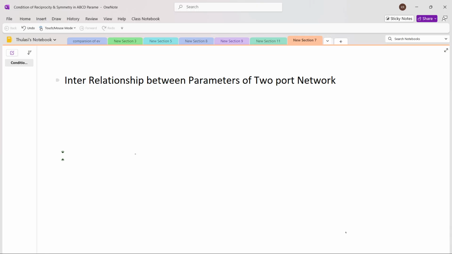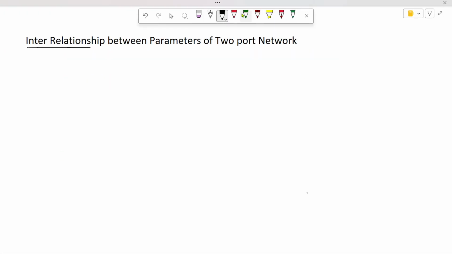Today we are going to discuss the interrelationship between the parameters of a two-port network. So now we are going to interrelate the two-port parameters. Let us try to see what kind of interrelation we are going to do today. So we are going to express y parameters in terms of z parameters.